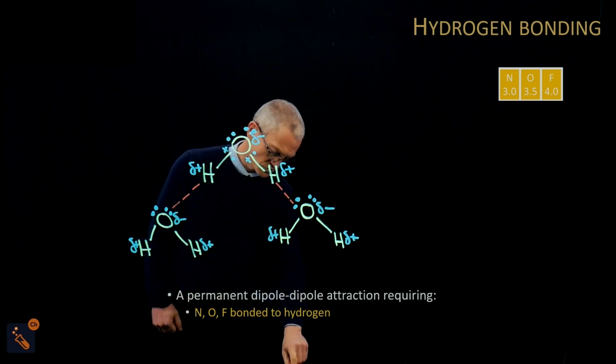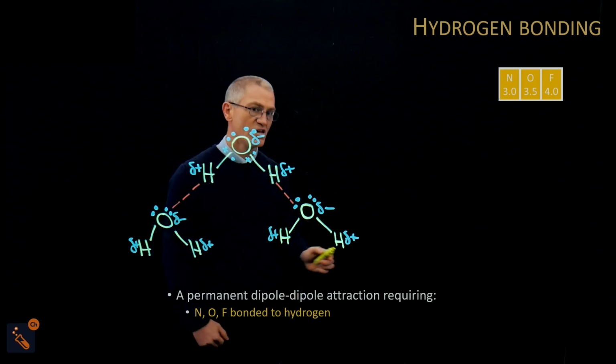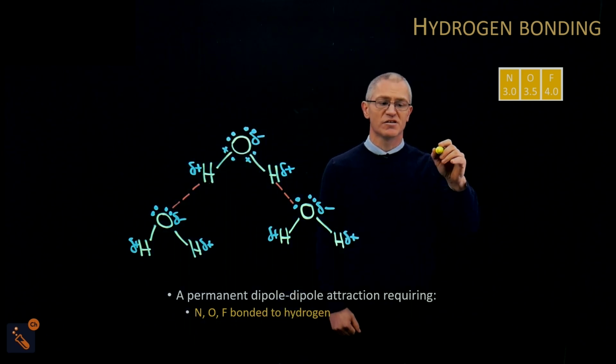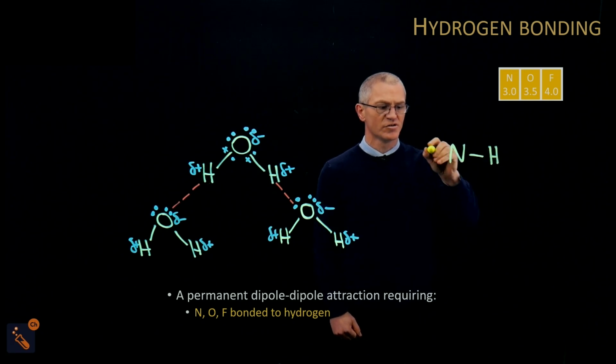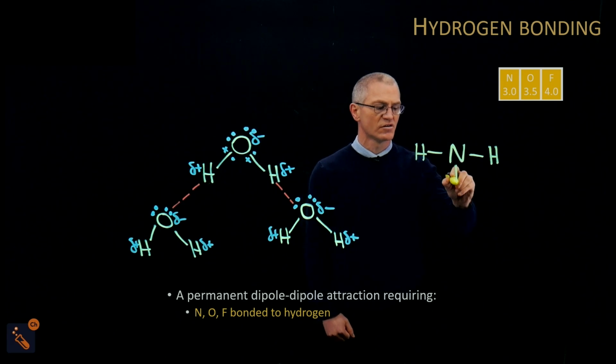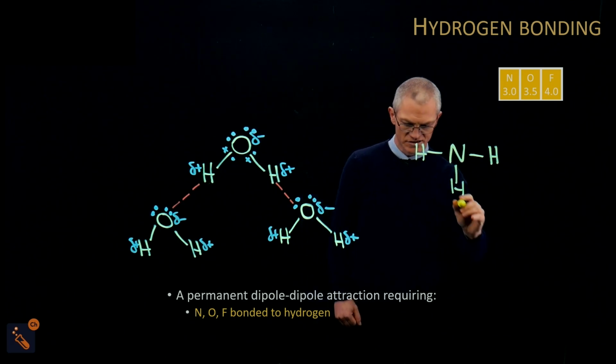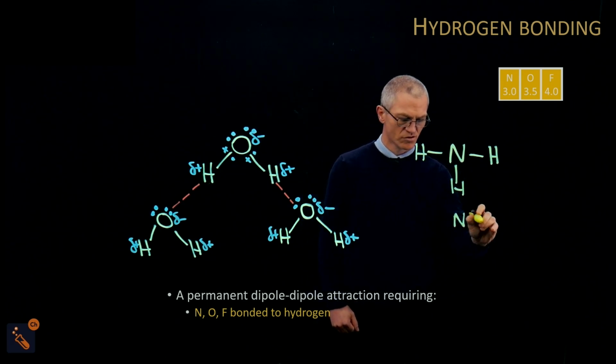But let's talk about another common example. So our other common example is going to be ammonia. If we look at ammonia and we do exactly the same thing, I'm going to draw two ammonias.